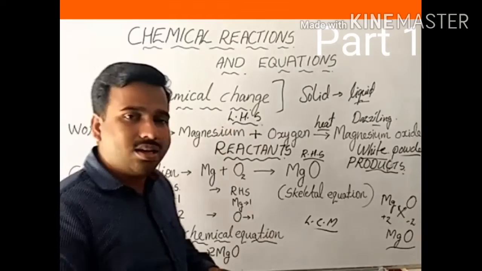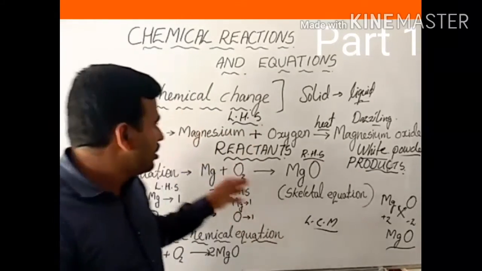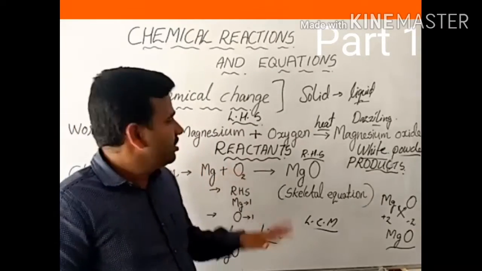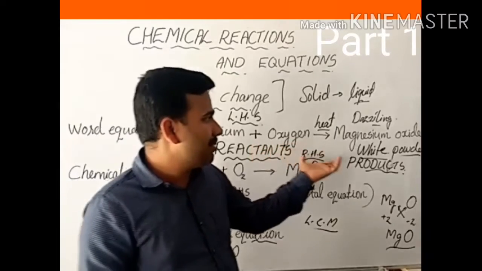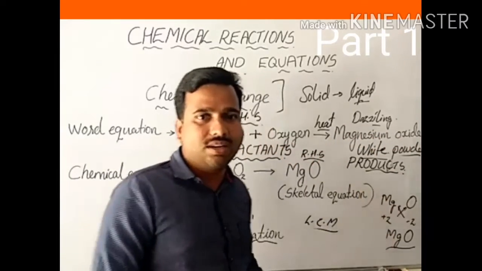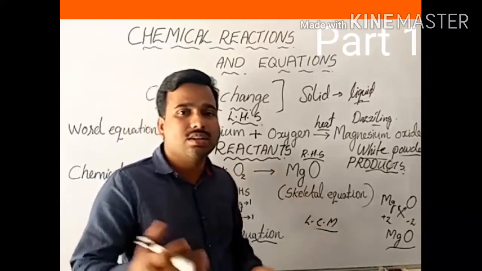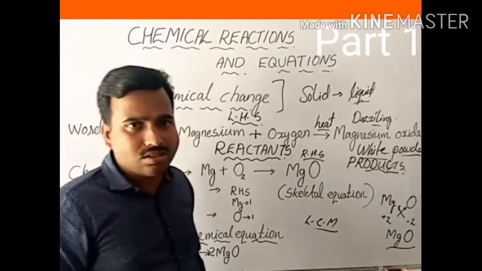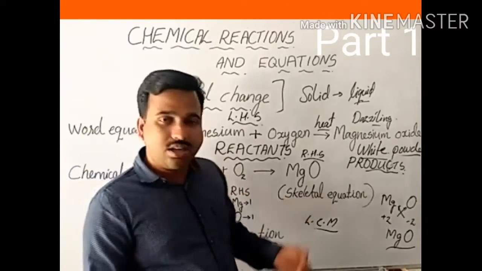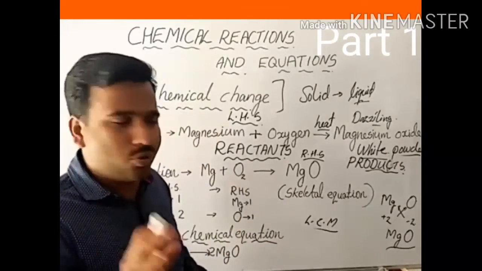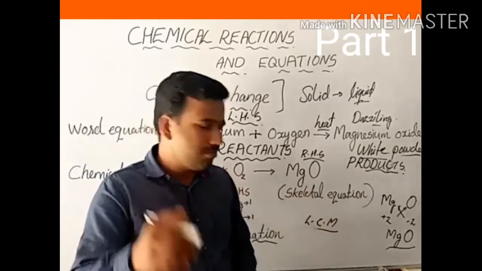A skeletal equation is an unbalanced equation which is used only to represent the chemical reactions in terms of symbols, showing the reactants which have taken part in the chemical reaction, or the products formed. We are just representing them using the symbols and chemical formulas of the compounds so formed. So such an equation is known as a skeletal equation. Remember the formula. It needs not to be balanced.